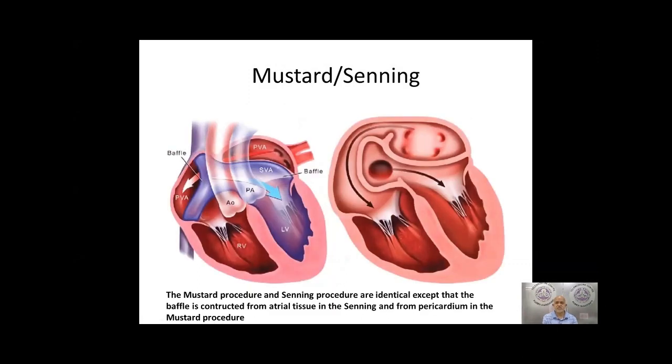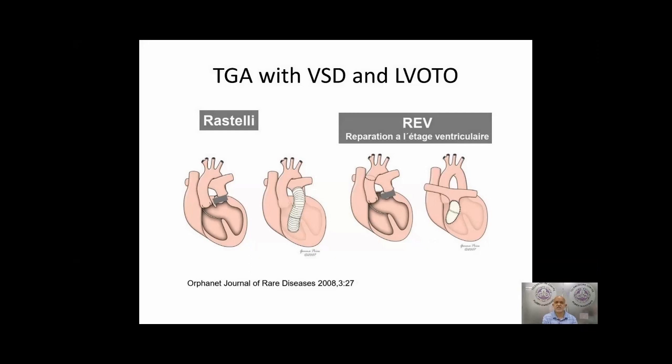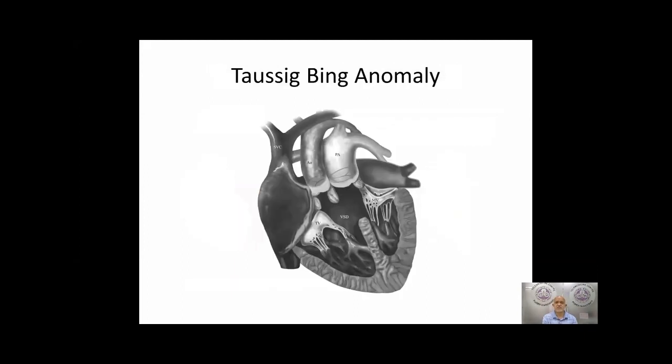Senning or Mustard operation is basically a palliative surgery, used where the patient has a late presentation and the LV is not trained, the LV is not good, then we do an atrial switch. That is the Mustard and Senning operation. TGA with VSD with LVOTO would demand a Rastelli surgery, that is RV to PA conduit repair would be required.